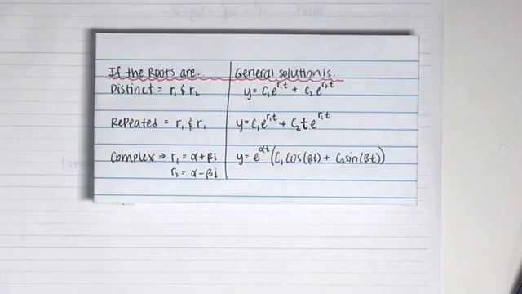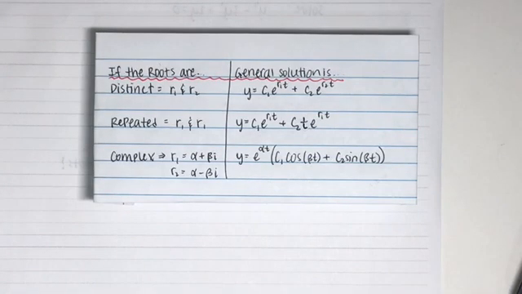Your value of r will affect your solution. Let's say the values of r you get are distinct, meaning they're both different. Then the general solution will be y = c1 e^(r1 t) + c2 e^(r2 t).